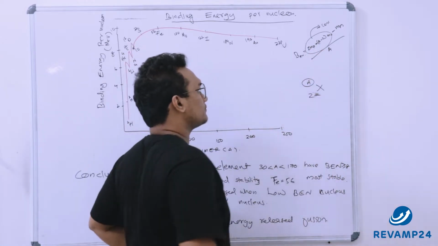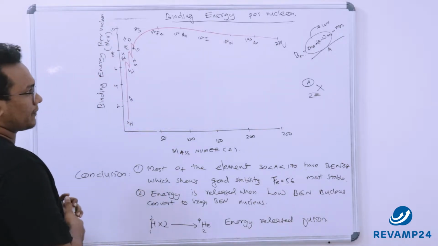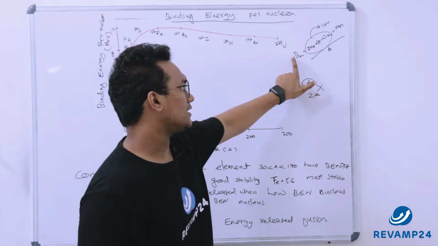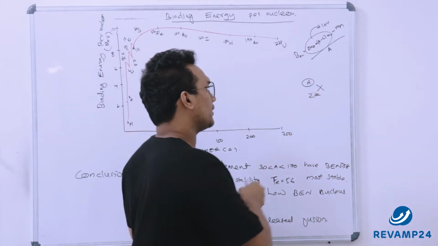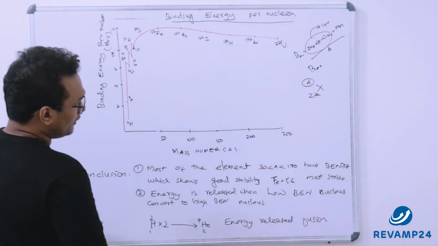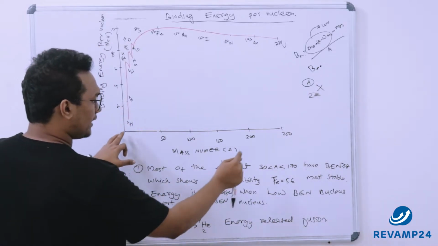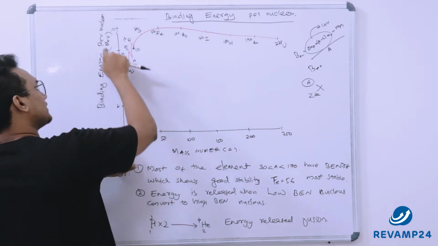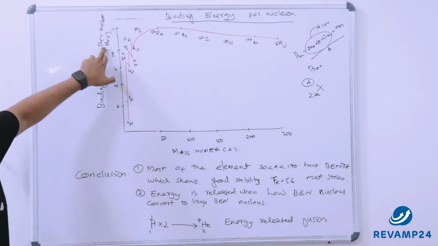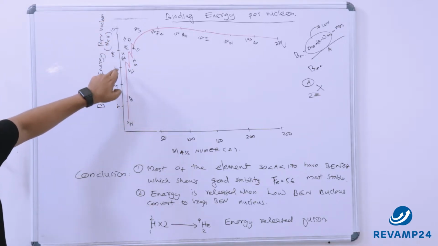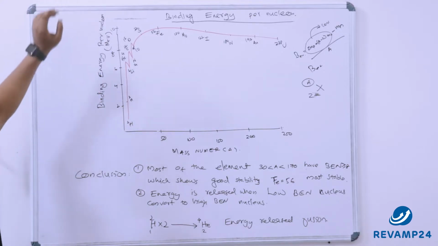Binding energy. Okay, so binding energy per nucleon. BEN means binding energy per nucleon. BE means binding energy. Now see, here I have on the x-axis the mass number, and on the y-axis I have binding energy per nucleon, which is measured in mega electron volt. So this is 2 mega electron volt, 4 mega electron volt, 6, 8 and so on.